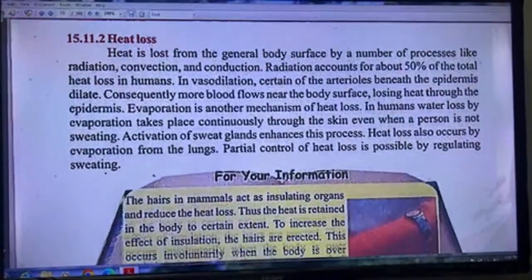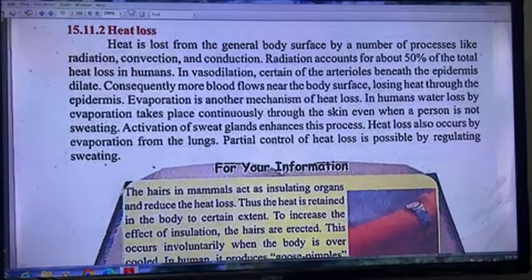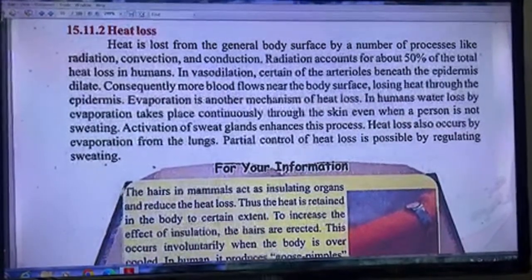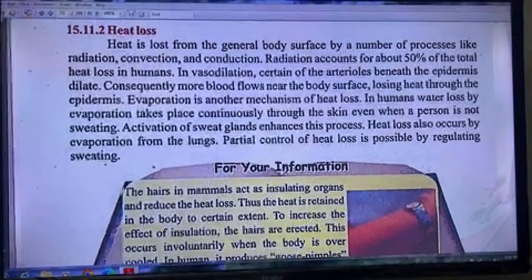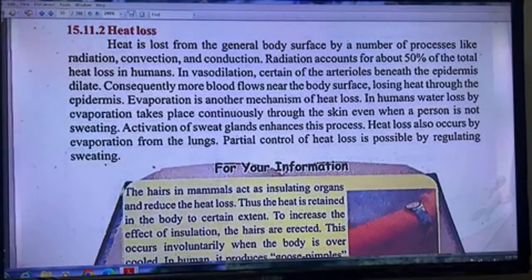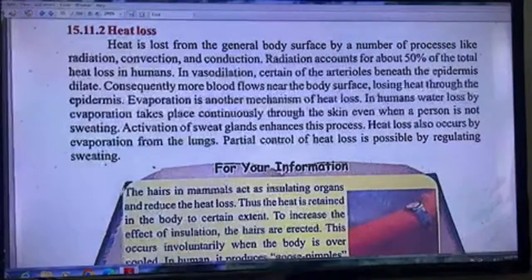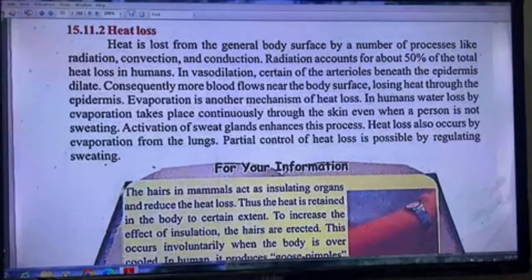Heat loss. Heat is lost from the general body surface by a number of processes like radiation, convection, and conduction. Radiation accounts for about 50% of total heat loss in humans. In vasodilation, certain of the arterioles beneath the epidermis dilate. Consequently, more blood flows near the body surface, losing heat through the epidermis.